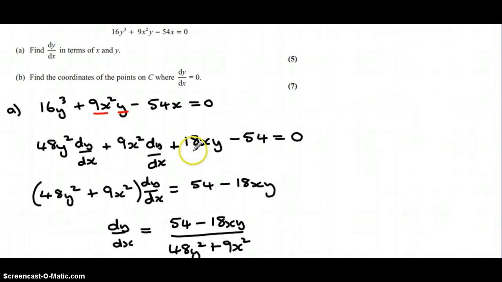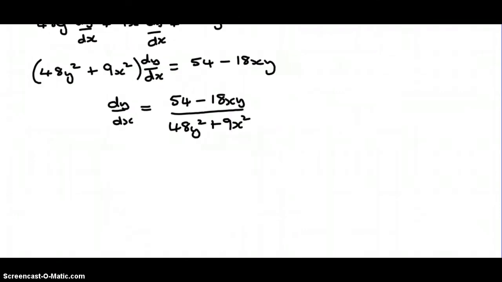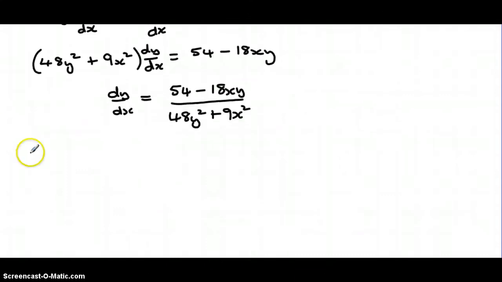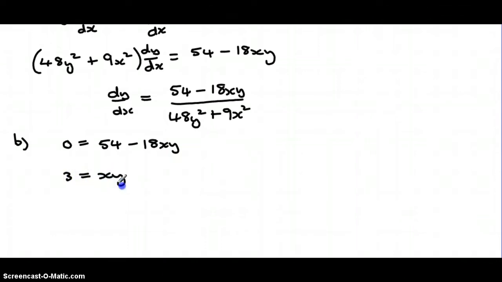Moving on to part B, asks us to find the coordinates where dy by dx is equal to 0. So if we look at our equation, if dy by dx is equal to 0, that means that the numerator of the fraction will have to be 0. And with a bit of rearranging, you'll discover that x times y would have to be equal to 3.